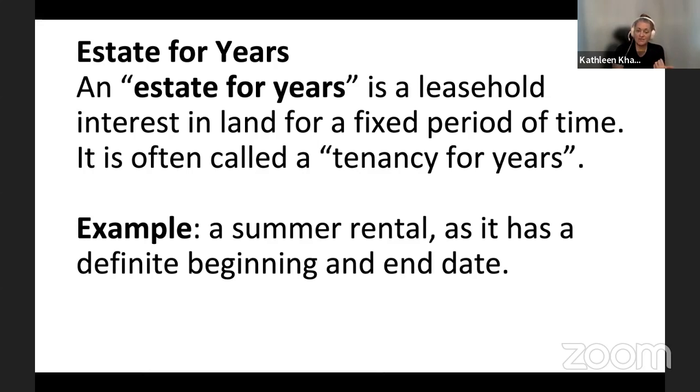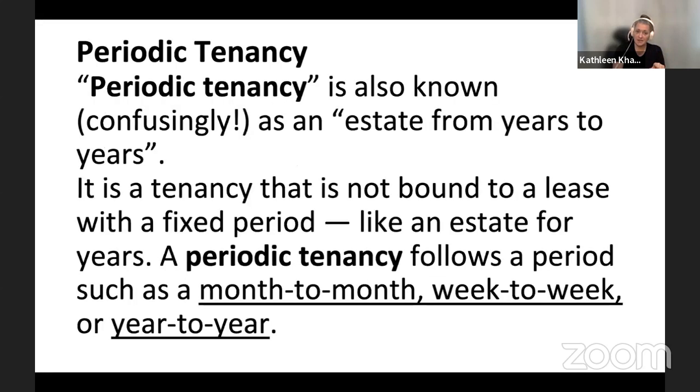So an estate for years is an example of a summer rental because it has a definite beginning and a definite end. So you might, as an example, rent a home in Santa Monica for the month of July and all the way to the second week of August. So that would be a beginning and an end date. That would be an estate for years. And you're like, but Kathy, it's not years. I know, term and definition, please note it.